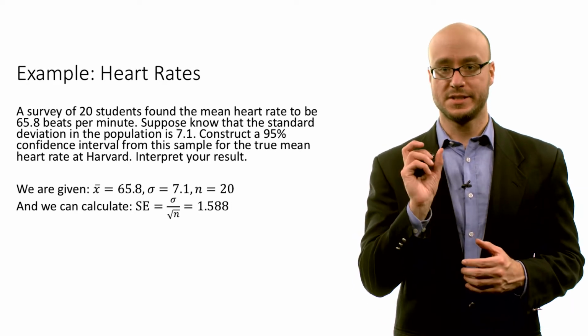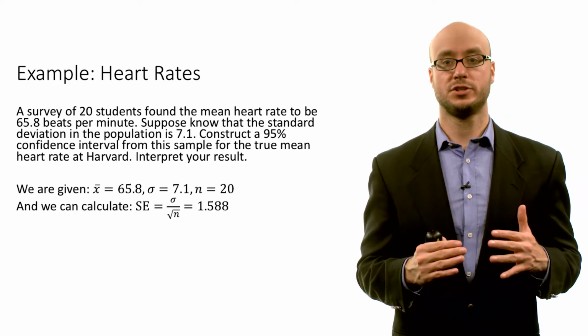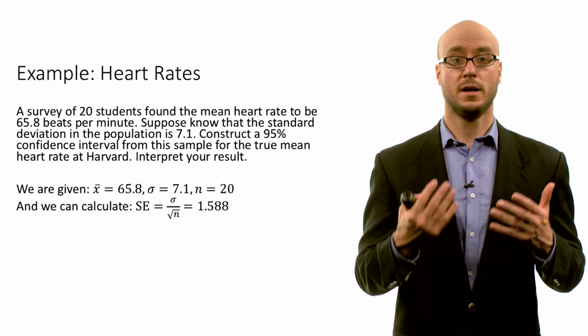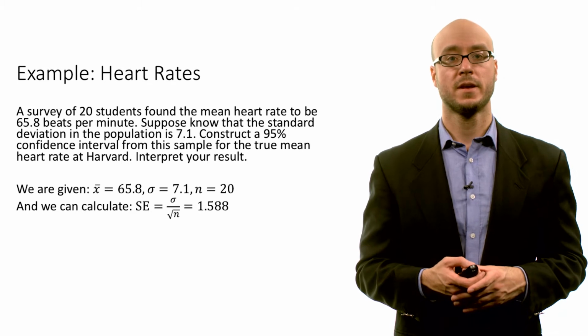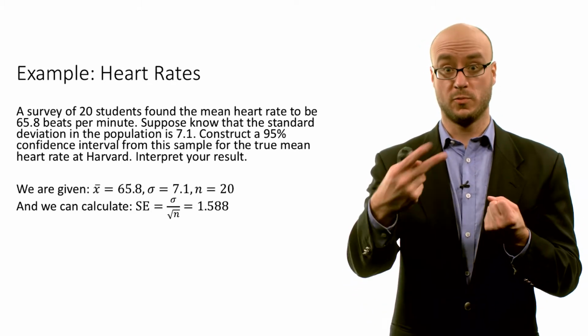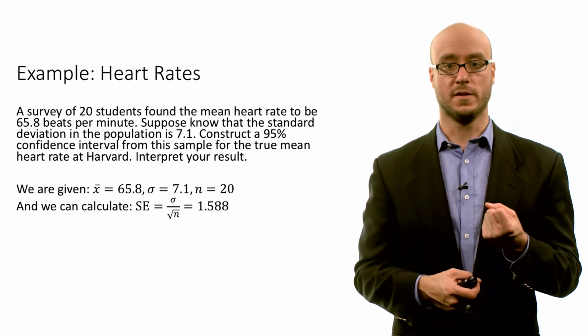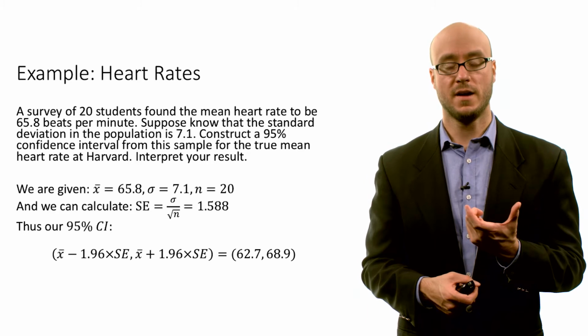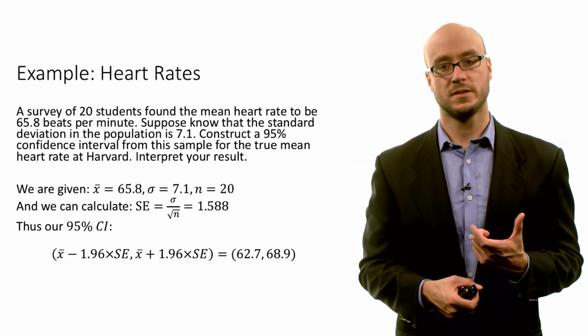1.588. That is the standard deviation of the sampling distribution for the sample mean, in which the sample mean is, in fact, the heart rate for students, right? And from a random sample from the population of all Harvard students. So then we can just calculate a 95% confidence interval. With a 95% confidence interval, right, we want to capture 95% of the sample means around the true population mean mu, which we don't know.